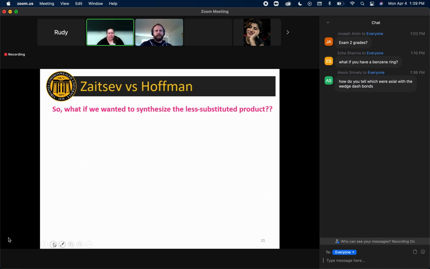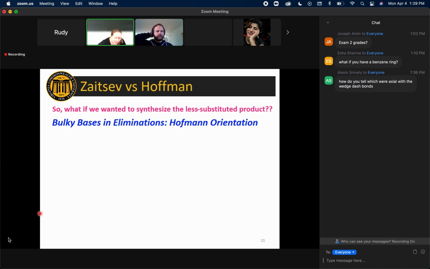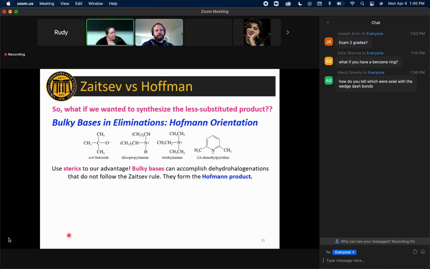Well, what we can do as chemists is we can use our rational thought processes and our chemical intuition, and we can realize that in order to do an elimination on the less substituted carbon, we can take advantage of the fact that a less substituted carbon is usually less sterically hindered. And so if we make a base that is really bulky and big, then it will be harder to get to the more substituted protons and easier to get to the less substituted. So we can use the steric consideration to our advantage.